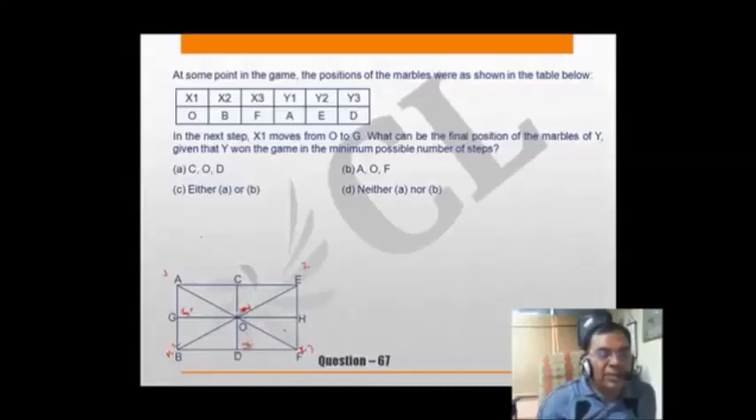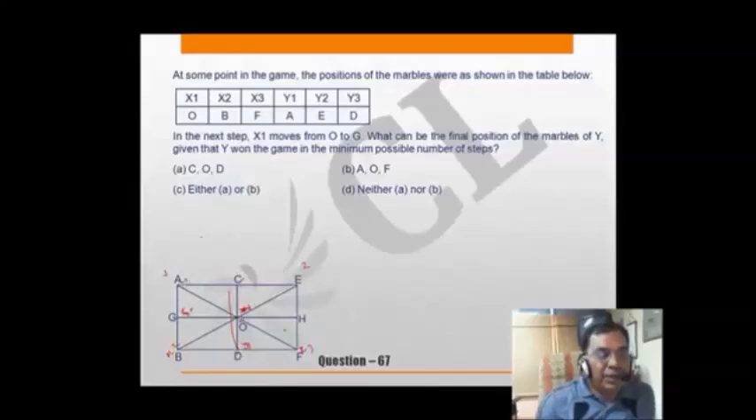Either it can come in the center, or this comes. So any of these things is possible. So first we put C, O, D. This is possible. C, O, D. These 3 lines are possible. Then, but either A or B, A, O, F.